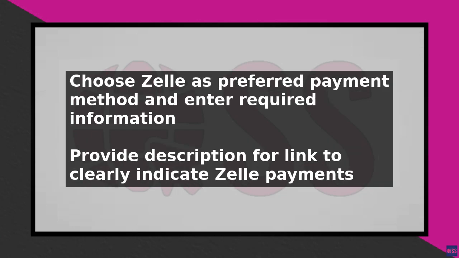You will also need to provide a description for the link, which should clearly indicate that it is for Zelle payments. Next, you need to obtain your Zelle recipient information, which can usually be found in the Zelle app or on the Zelle website. This information typically includes a unique identifier or a QR code that you can share with others.